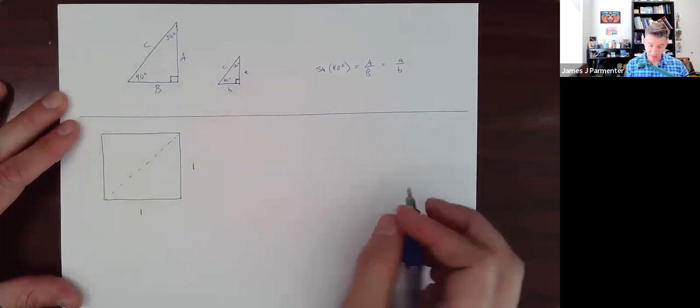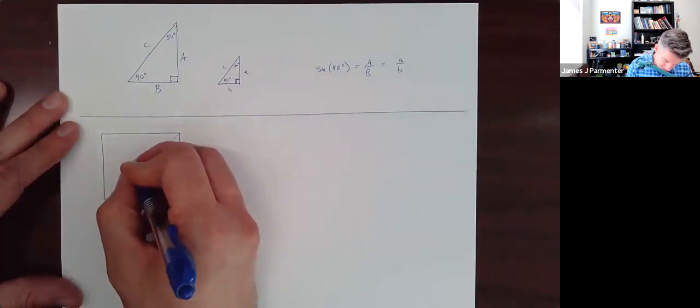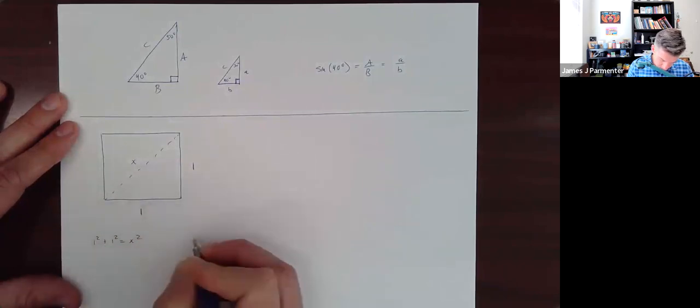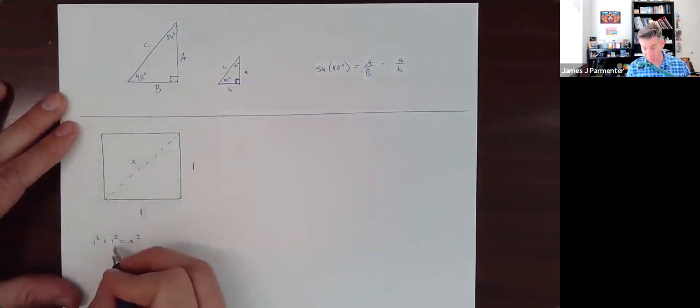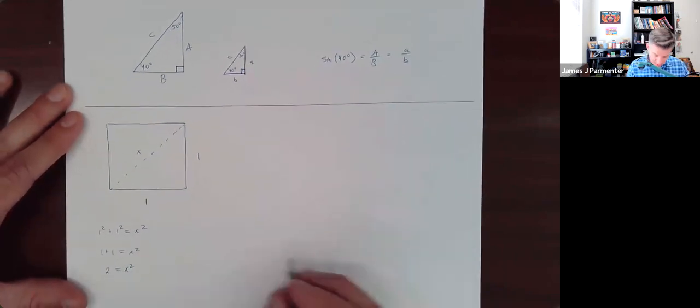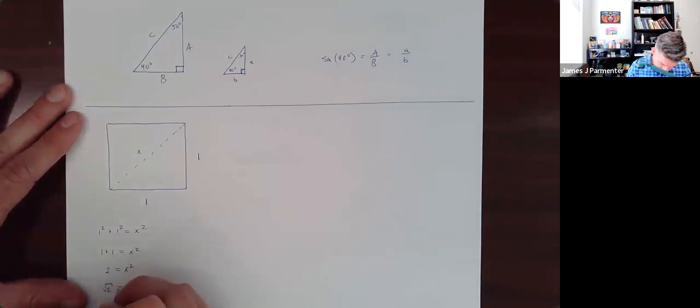And we use the Pythagorean theorem to find the length of this side. Let's call it x for a second. So 1 squared plus 1 squared equals x squared. 1 squared is 1. 1 squared is 1. So I have 1 plus 1 equals x squared. 1 plus 1 is 2. If I take the square root of both sides, the square root of 2 is equal to x.